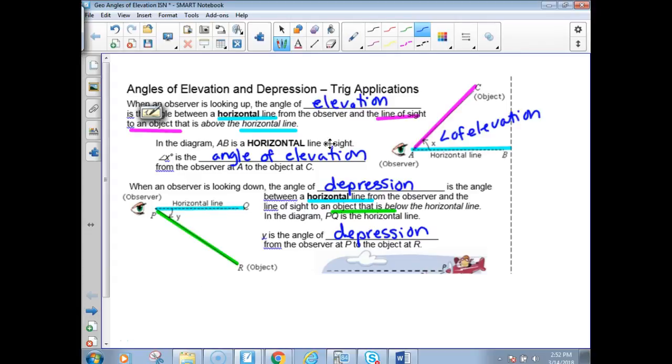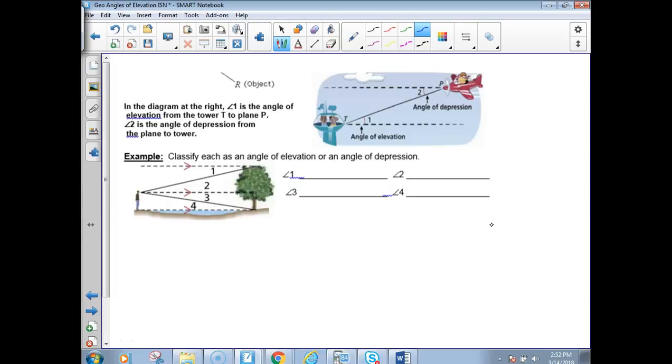Okay, so we already talked about what angles of elevation and depression are, and here's a picture of what they are. I'm going to continue on. In this diagram at the right, angle 1 is an angle of elevation from the tower to the plane. And angle 2 is an angle of depression from the plane looking down to the tower. So you've got to think about where you're looking from.